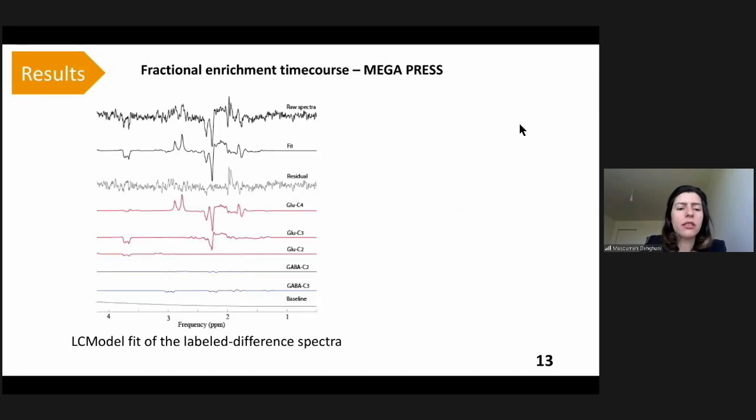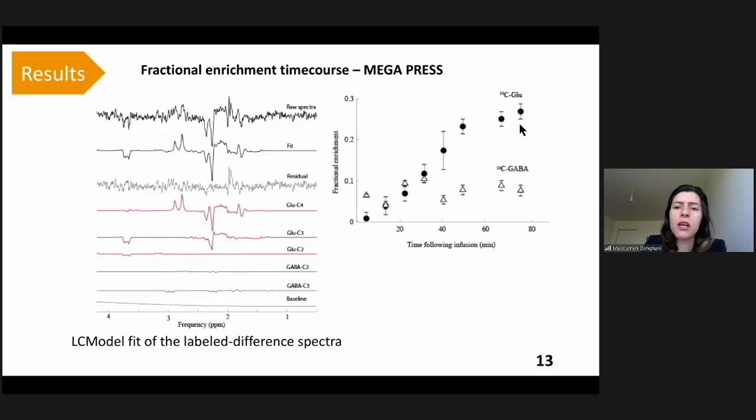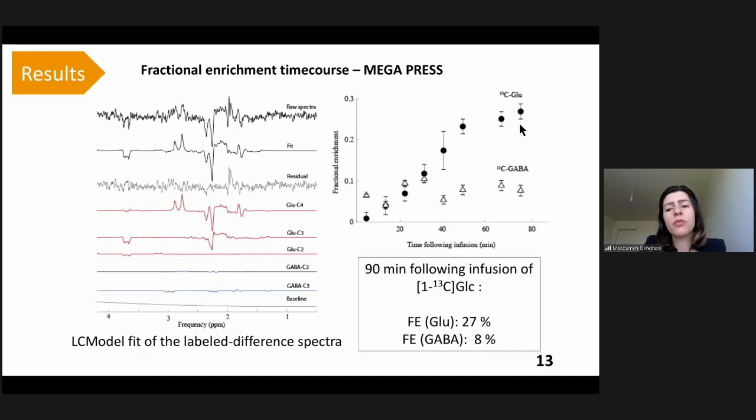So again, here is one example of LCModel fit of the label difference spectra, and we show the individual fit for glutamate labeled at positions 4, 3, and 2, and also GABA labeled at positions 2 and 3. Here is the fractional enrichment time course for total glutamate, total labeled glutamate, and also GABA. 90 minutes after infusion, we have 27% enrichment for glutamate and only 8% enrichment for GABA.